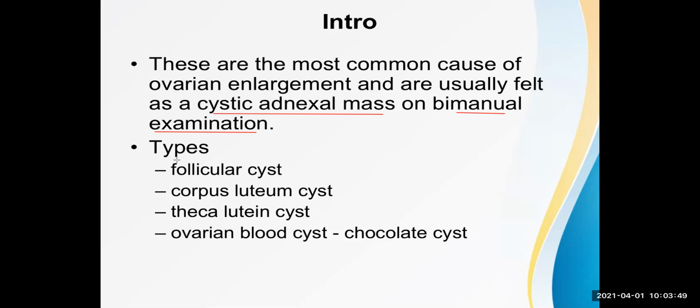Now these are the types which we have just listed: follicular cyst, corpus luteal cyst, theca lutein cyst, and the ovarian blood cyst, also known as chocolate cyst.